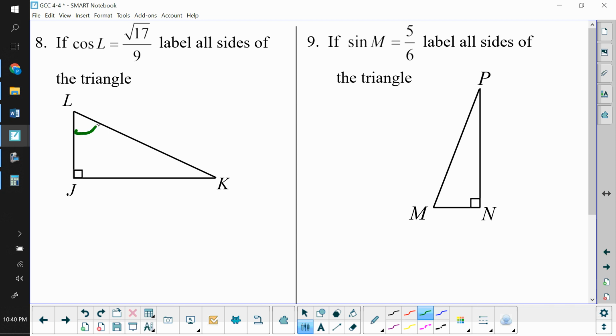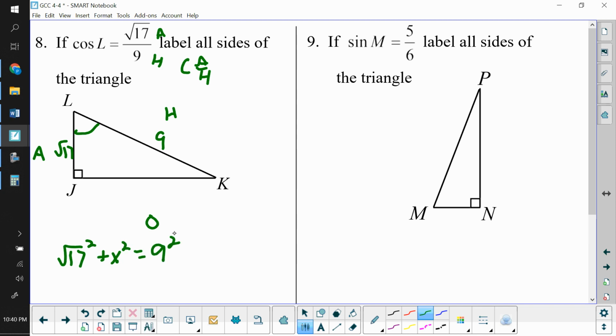So we're going from L. So from L, this is our O, this is our adjacent, that's our hypotenuse. Cosine is adjacent over hypotenuse. So this is A over H. So this is square root of 17 here, and the H is 9. To find the other side, we're going to have square root of 17 squared plus x squared equals our hypotenuse squared, which would be 9 squared.